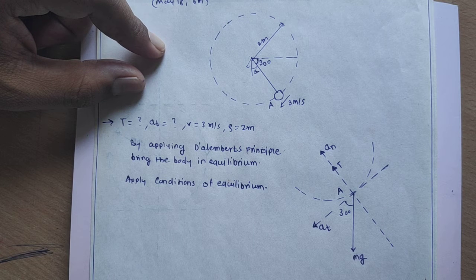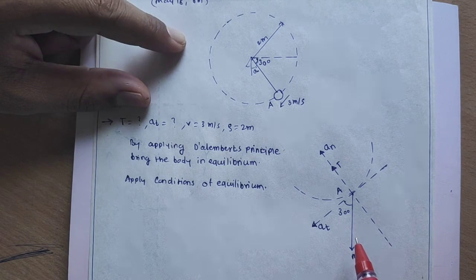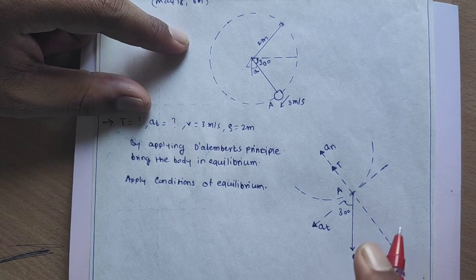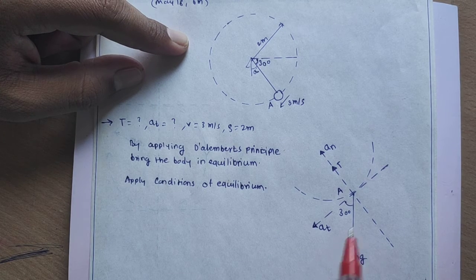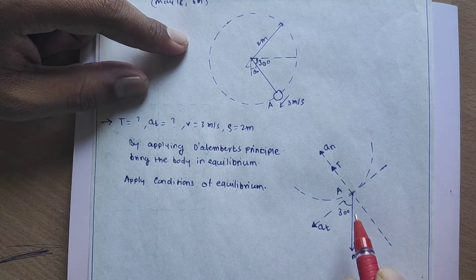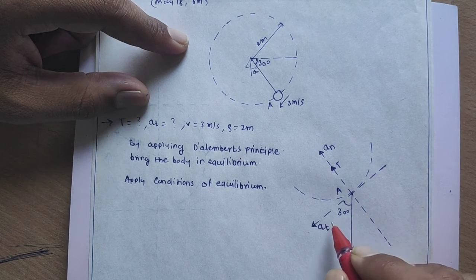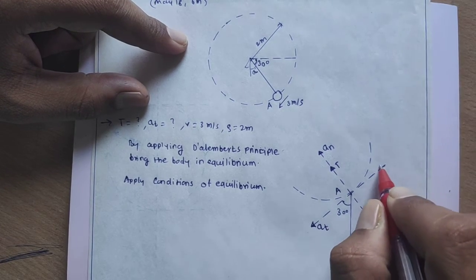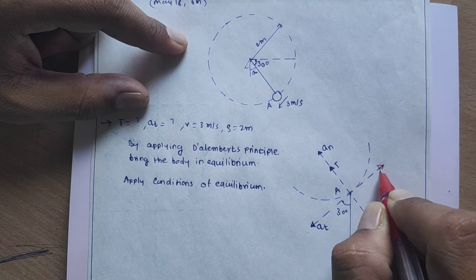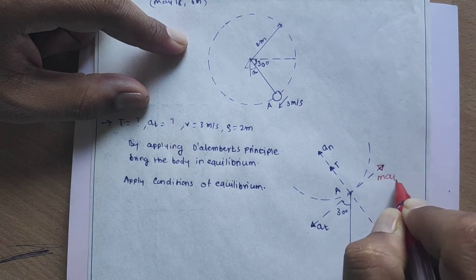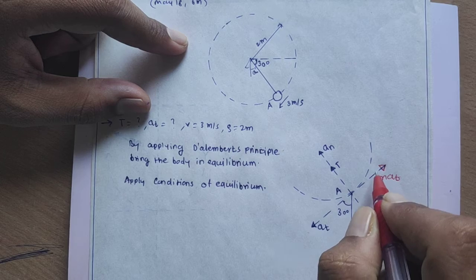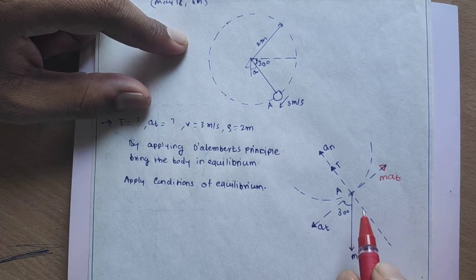Now we have to apply D'Alembert's principle and bring the system into dynamic equilibrium. To do that, we have to apply a force in the opposite direction of the acceleration. So this is the AT direction. To bring this into dynamic equilibrium, we have to apply a force whose magnitude will be MAT. So this is brought into equilibrium.